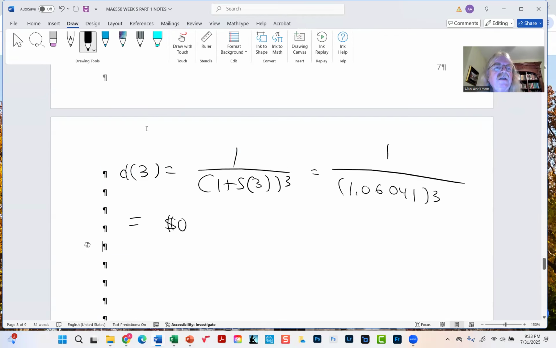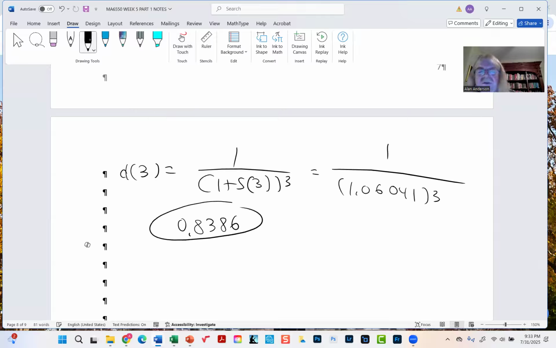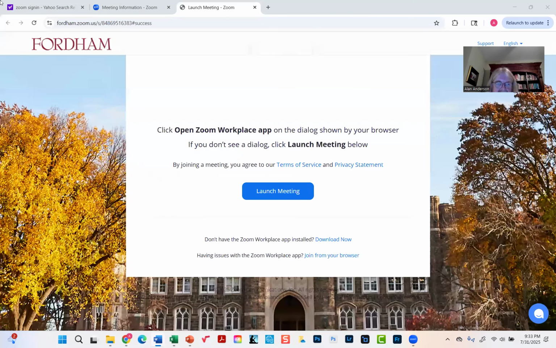Let me get that out of there. All right, 0.8386. Okay, so you get the idea. That means that having a dollar in 3 years is the same as having 83.86 cents today.